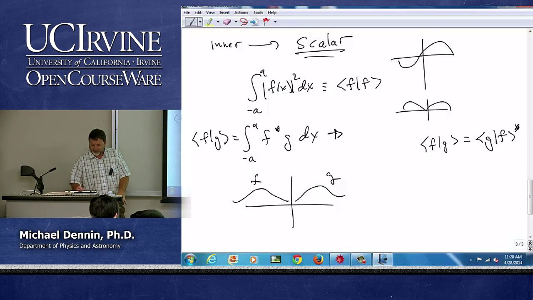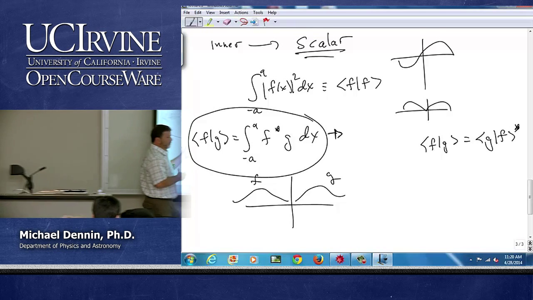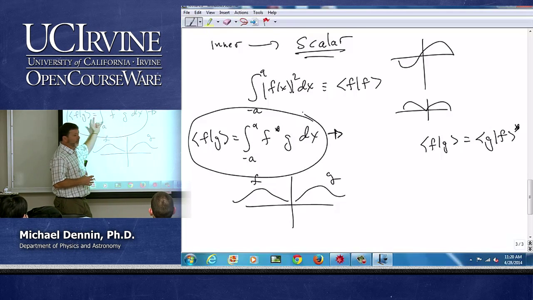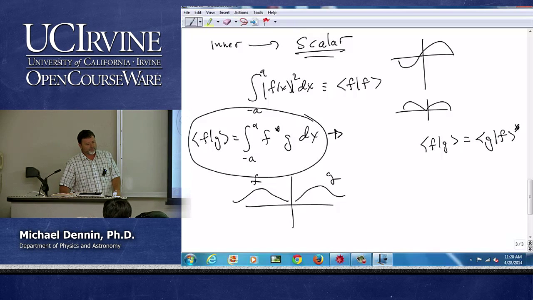So this definition of the inner product gives us all of the physical intuition we want for an inner product, as well as matching all the formal rules of an inner product. It's got to give us a scalar. It's got to be linear in f and g. Integration is linear. It's got to have the complex conjugate when I switch them. Putting that there has the complex conjugate when I switch them. So this is our definition of inner product.